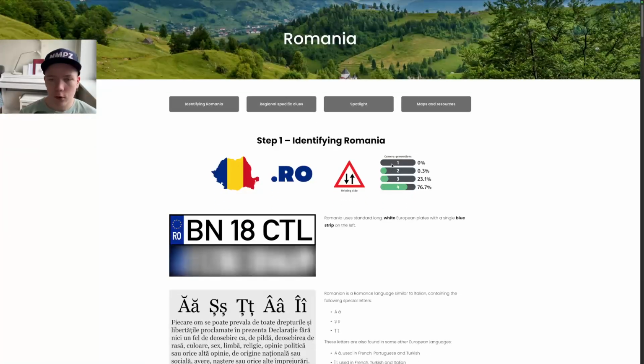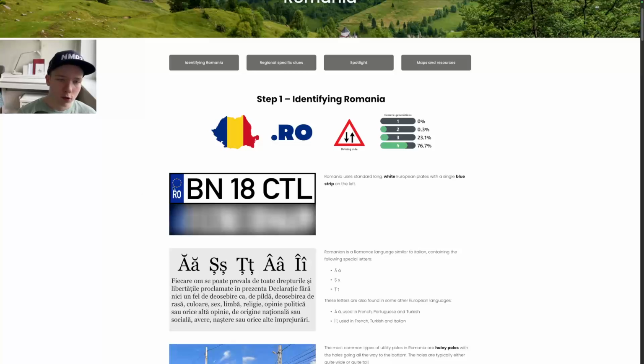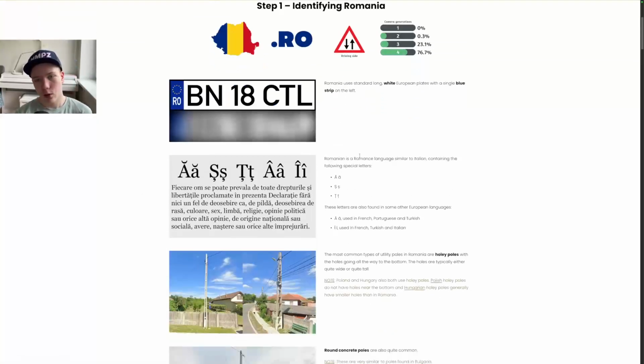Yeah, a lot of different generations. Sometimes you have even Gen 2, but mostly just Gen 4. You don't really see anything other than Gen 4 normally, but you can see other ones as well, just not Gen 1. Yeah, just the standard European plate again. It's a Romance language, so it's actually kind of similar to Italian sometimes, which is interesting. I mean, it's called Romania, if you did not notice that before.